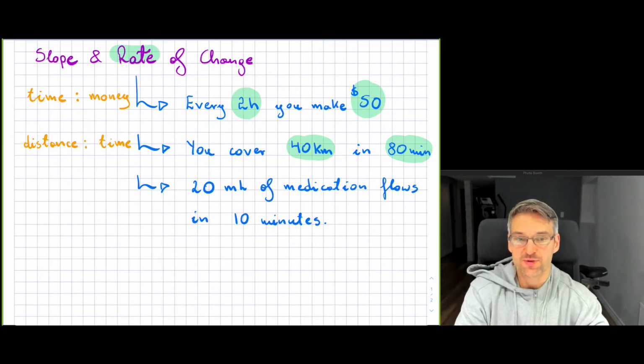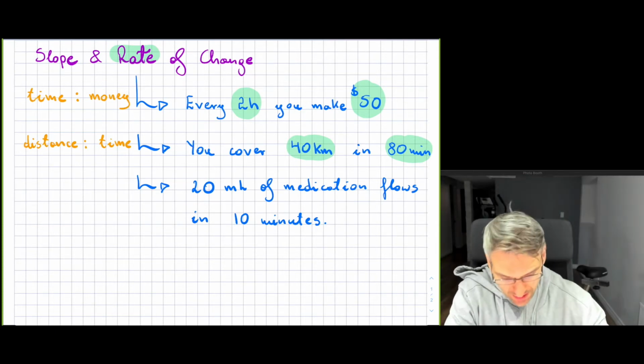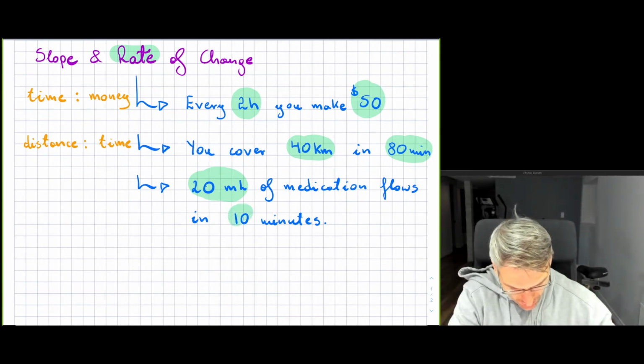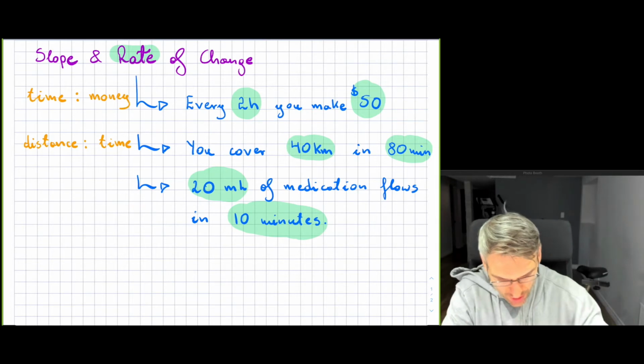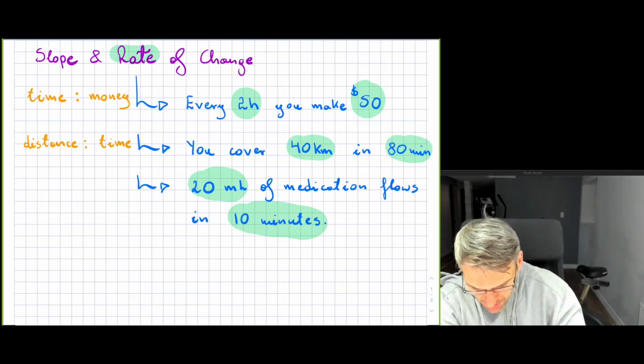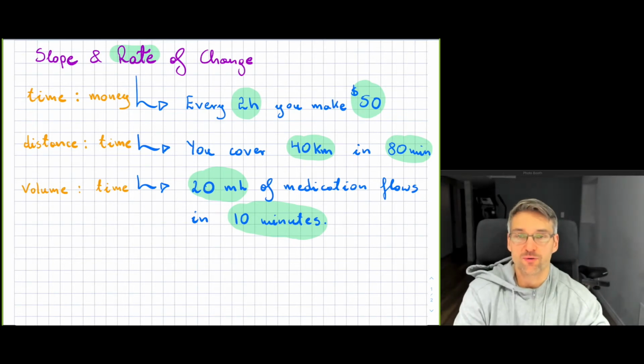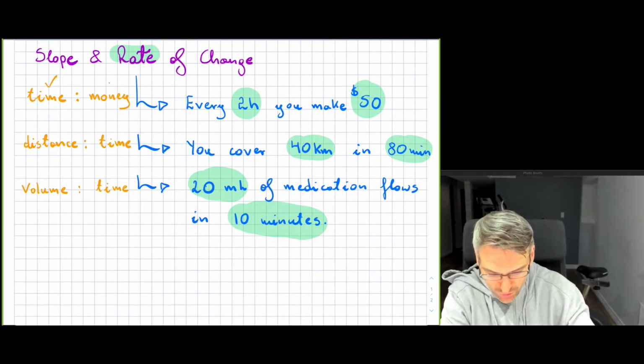The last example on the screen says 20 milliliters of medication flows in 10 minutes. So maybe you're using some kind of an IV at a hospital. What it's telling us is that we have this 20 milliliters, which flows out of the IV, and it takes about 10 minutes to do that. So here the 20 milliliters is volume, and we are comparing that volume with time. So that's the first thing that you should note about a rate: a rate is a comparison between two different quantities.